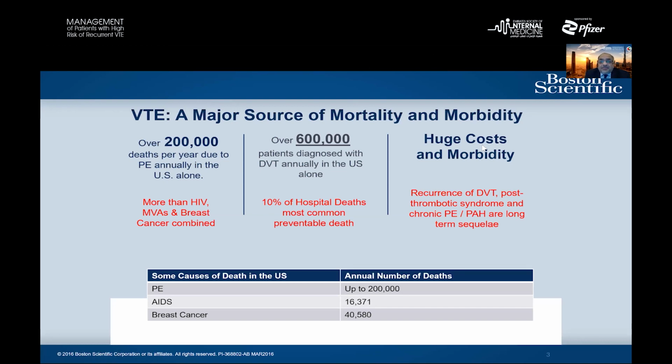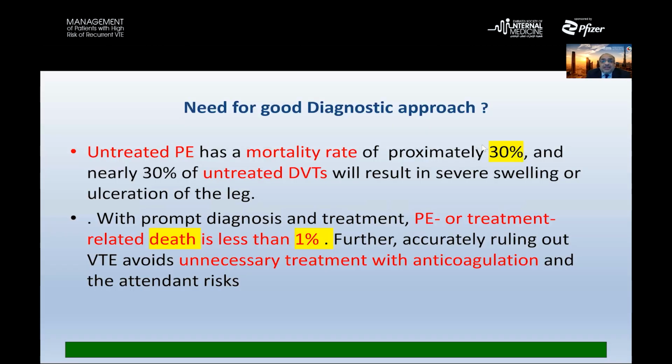Because it kills more than 200,000 even only in America with PE. It's more than breast cancer and AIDS. And again, the most important thing is that untreated PE has a mortality rate of approximately 30%. And nearly 30% of untreated DVT will result in swelling and ulceration of the leg with chronic problems. But if you diagnose and treat the patient early and properly, the death is less than 1%. And then you avoid unnecessary treatment with anticoagulation.